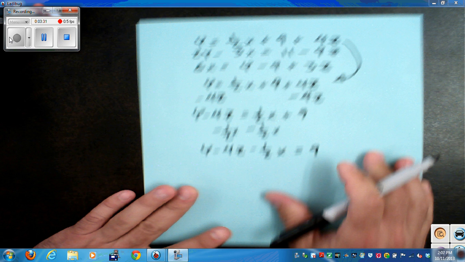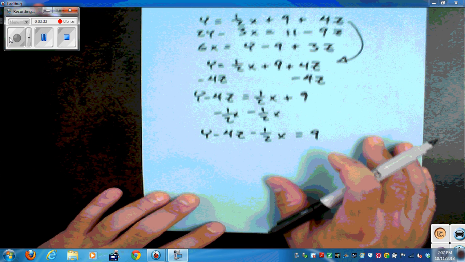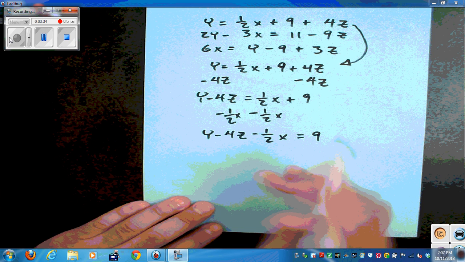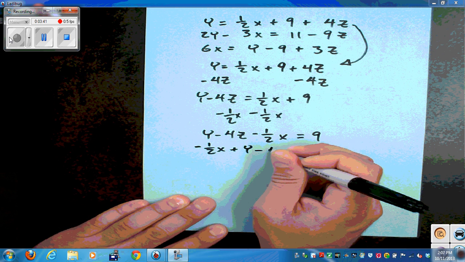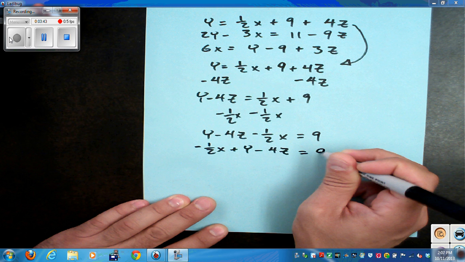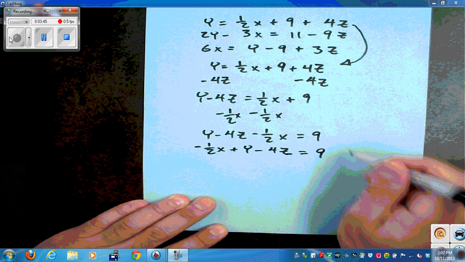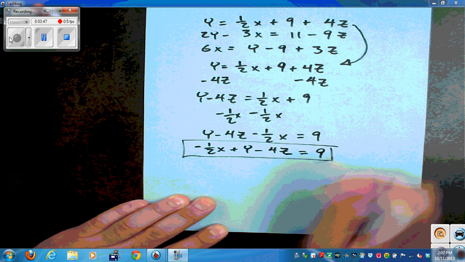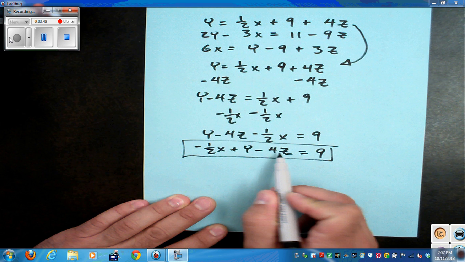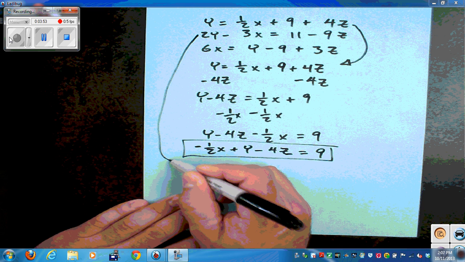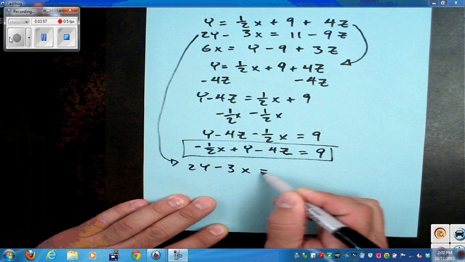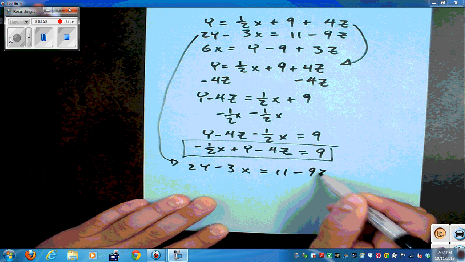Now remember that I want them to be in standard form. So I'm going to actually reorganize this as -1/2 x plus y minus 4z equals 9. I can reorder it as long as everything keeps the same sign. So now I have it in the form of x, y, z equals the constant. I'm going to bring my second equation down. I'm going to add 9z to each side.